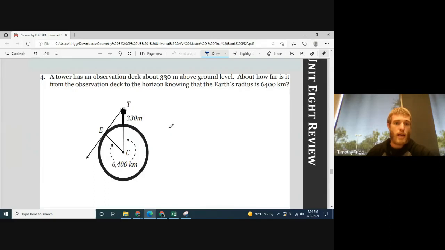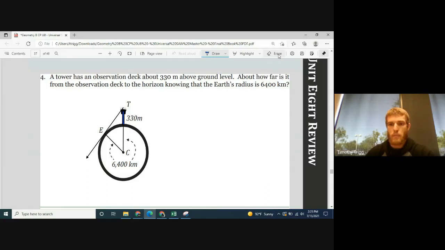A tower has an observation deck about 330 meters above ground level. About how far is it from the observation deck to the horizon, knowing that the Earth's radius is 6,400 kilometers? Here they try to trick you, and it's going to be like this on the test as well. Notice that the tower's length is in meters, but the radius of the Earth is in kilometers.